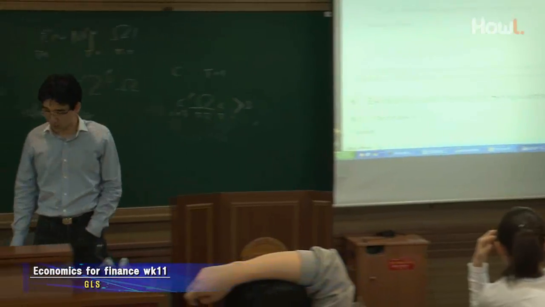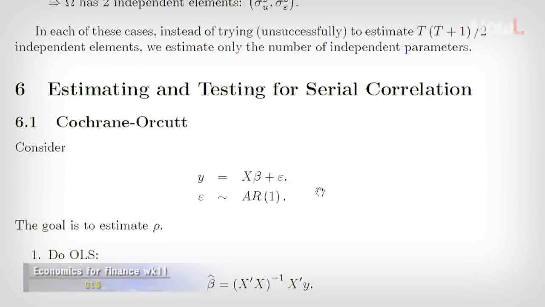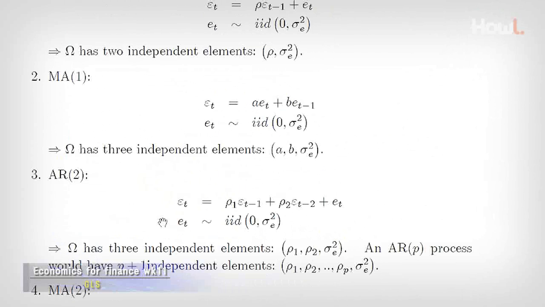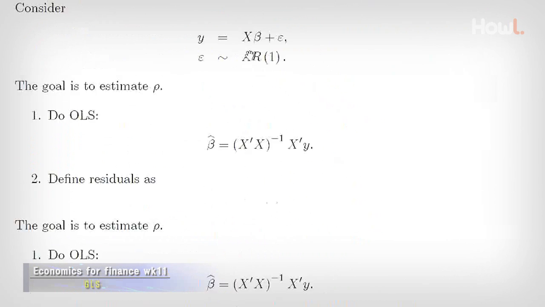And next, estimating and testing for serial correlation. First, the Cochrane-Orcutt procedure. Suppose y equals x beta plus epsilon, and again, let's say epsilon is AR(1), autoregressive of order 1. Our goal is to estimate rho. Again, the AR(1) process looks like this, and we want to estimate this.